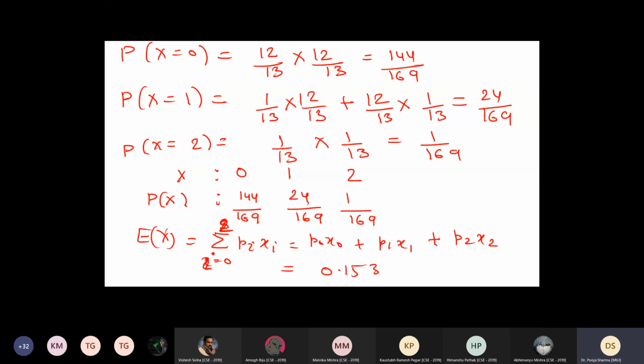0.1538. So can you do it for the variance also? Variance निकाल सकते हैं इसका खुद से. Variance इसका करके देखेंगे आप by using the same formula what we have taken earlier. So this was for today's class.